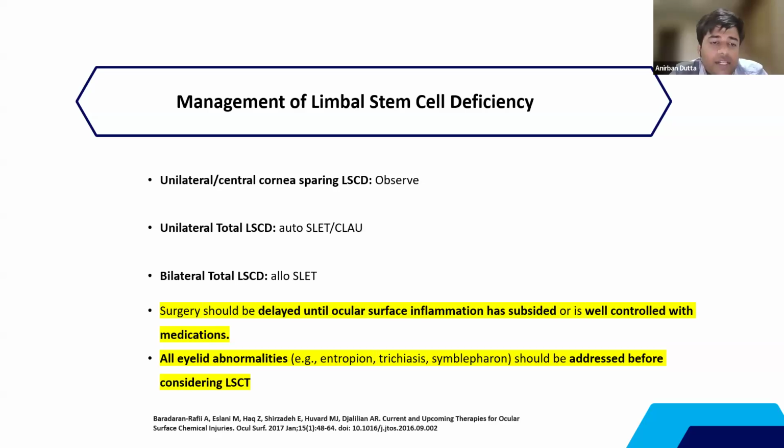Regardless of whatever surgery you choose to do, surgery should be delayed until ocular surface inflammation has subsided or is well controlled with medications. Unless you have a quiet surface, you will never get good results. And eyelid abnormalities should be addressed. I just want to ask, if there is surface melting, corneal melting, stromal melting, then should amniotic membrane transplant be done early or should we wait?